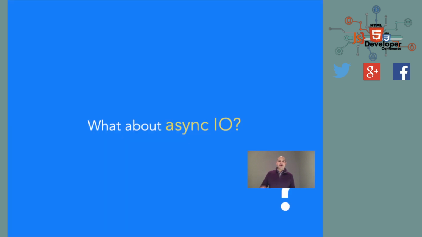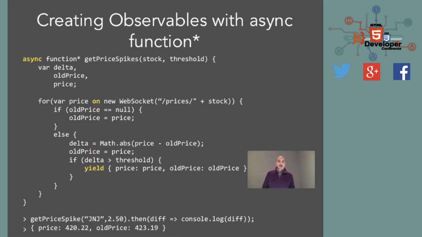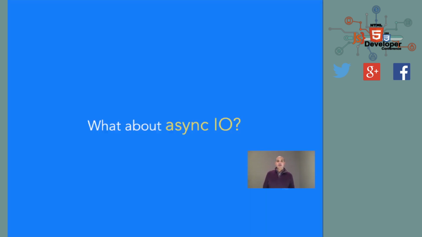Little error on this slide here. Sorry, error on the previous slide, right at the bottom. We want to be using it. That looks like getPriceSpike returns a promise. It actually returns an observable, so sorry about that error.